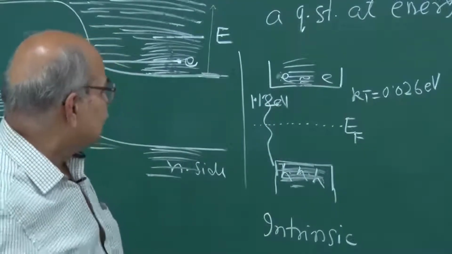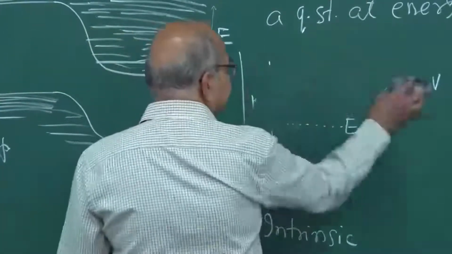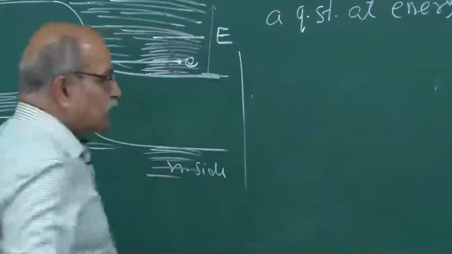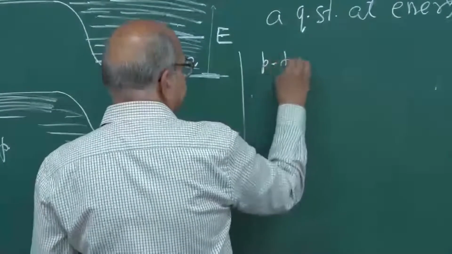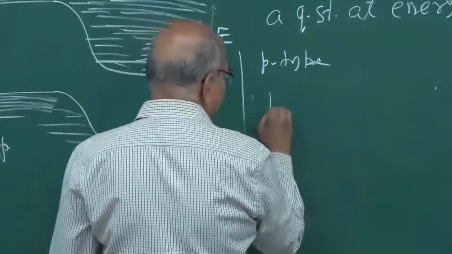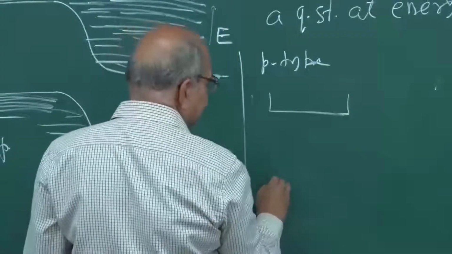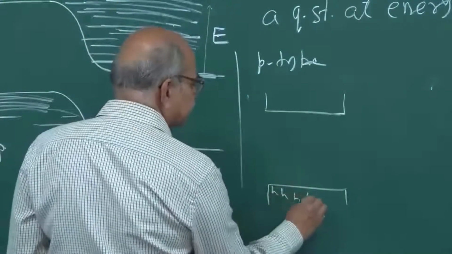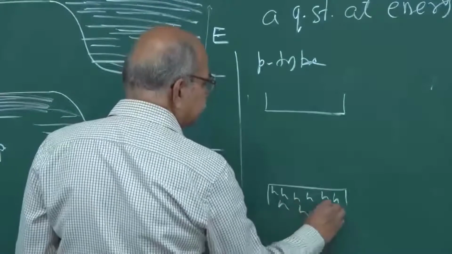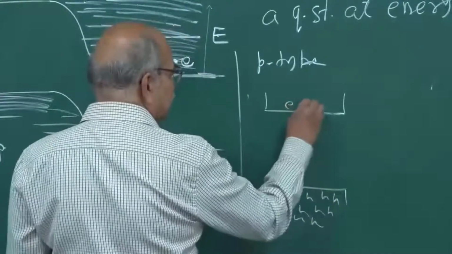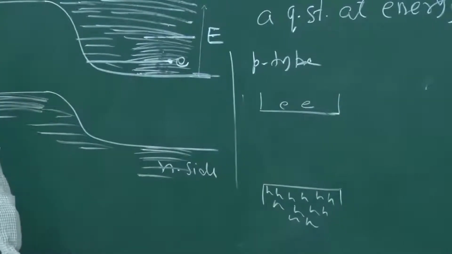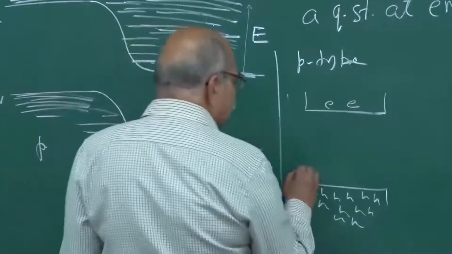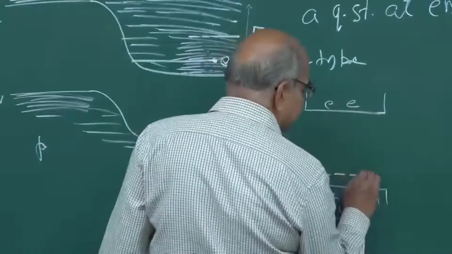And if you have a p-type semiconductor, what happens? If you have a p-type semiconductor, you have the conduction band here, and you have the valence band here, and you have a lot of holes and few electrons. So where do you think is the Fermi energy? The Fermi energy is close to this EV.